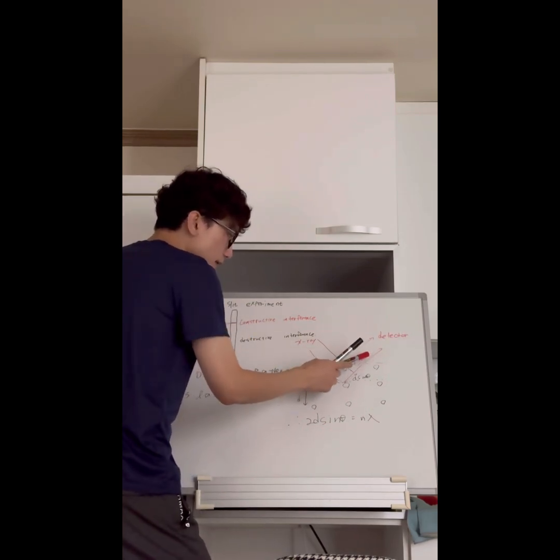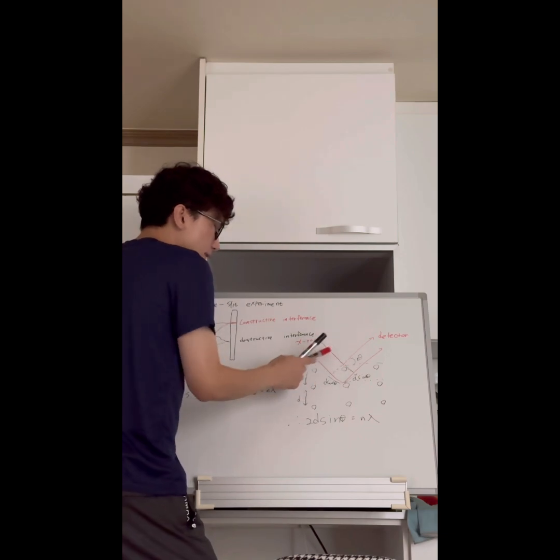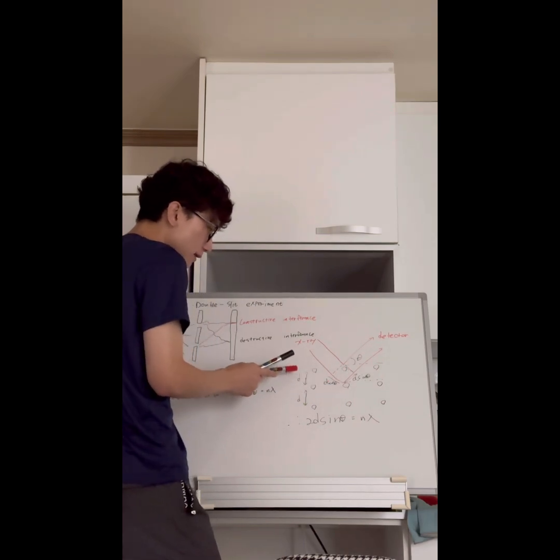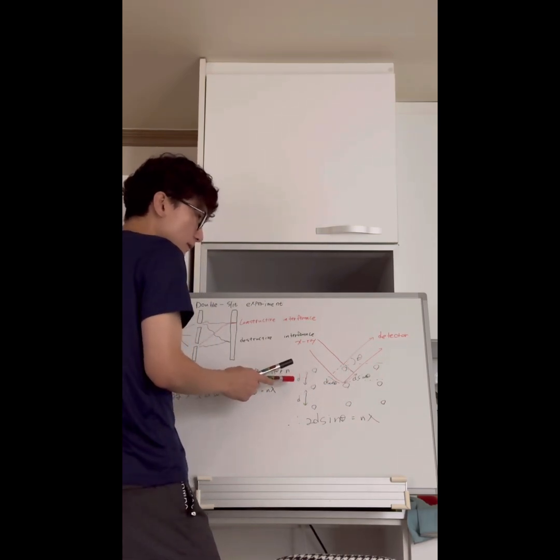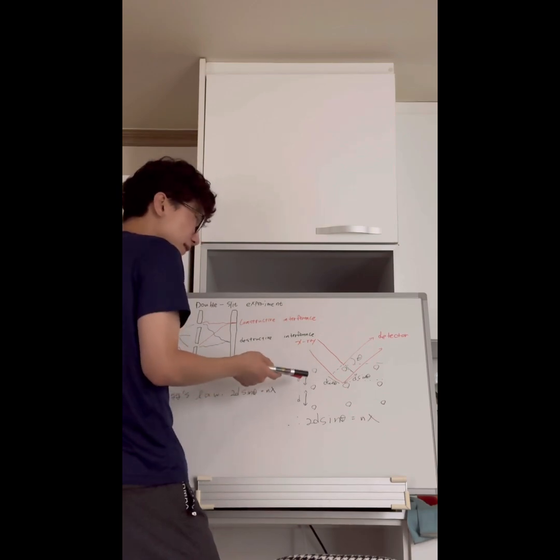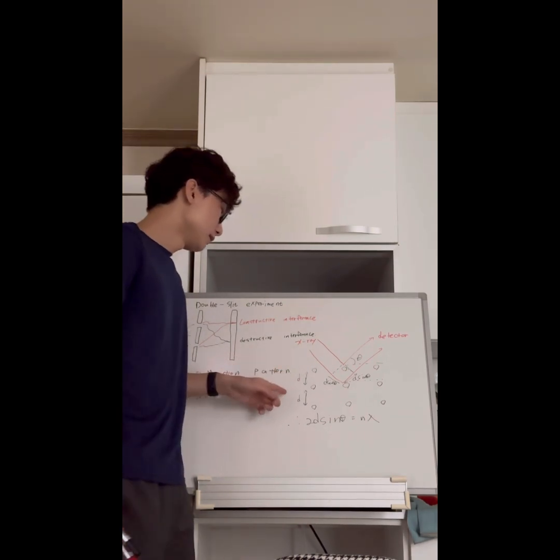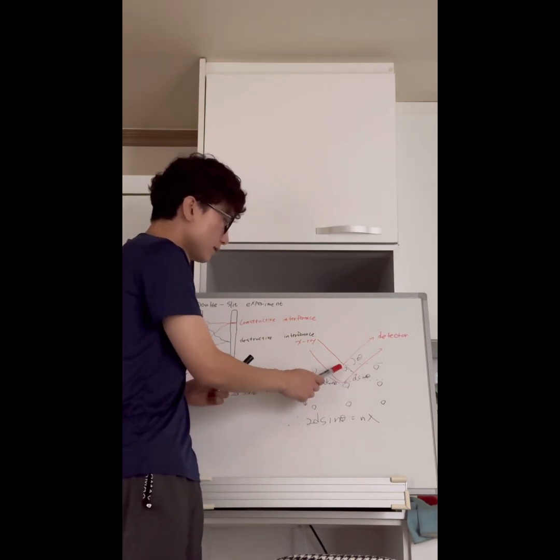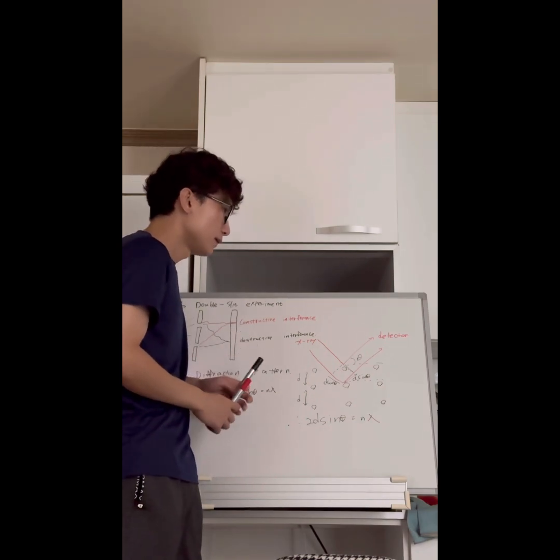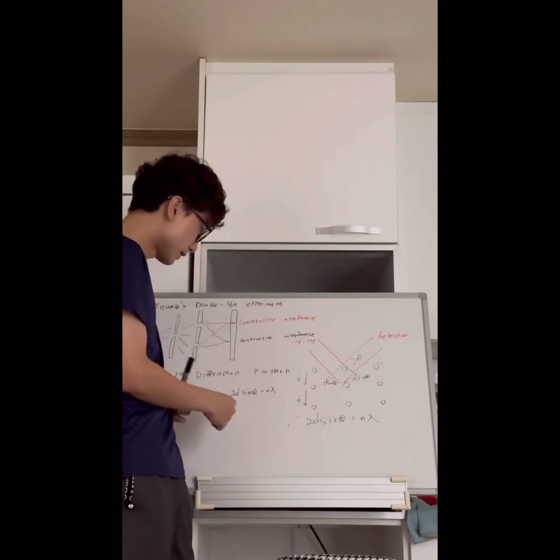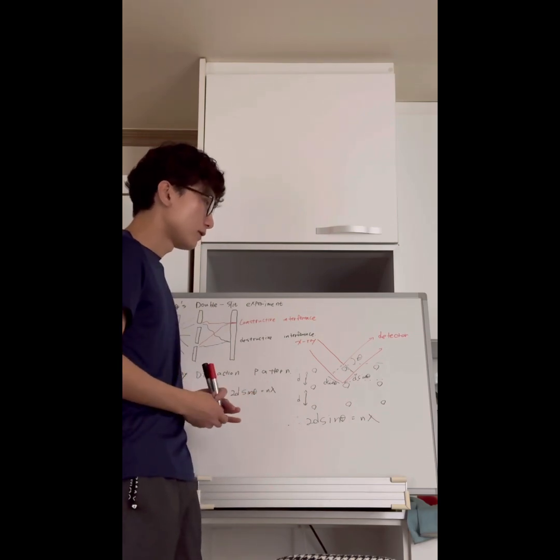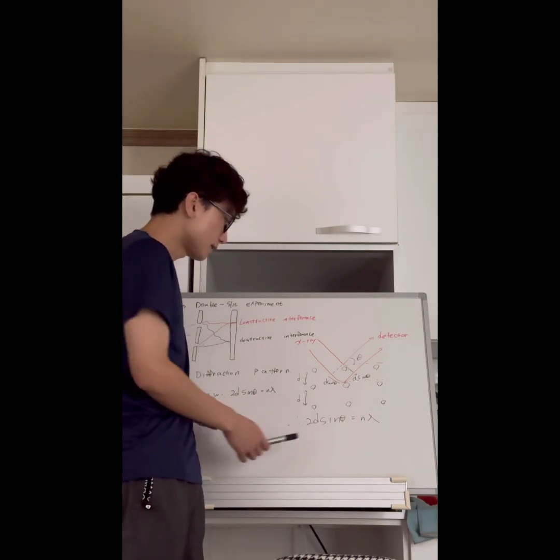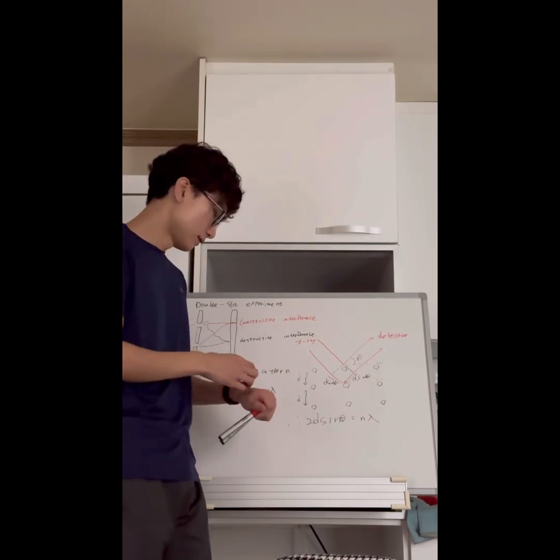The deflection angle is theta, and the distance between the atoms is d. So this is d sin θ, and this is sin θ because this is 90 degrees. So Bragg's law is available: 2d sin θ = nλ.